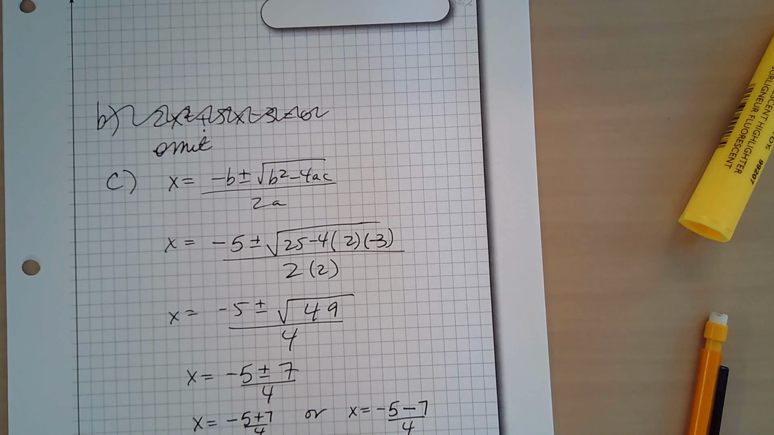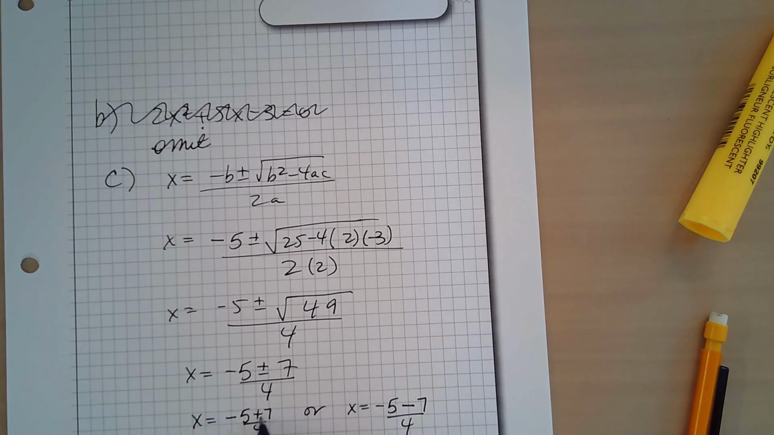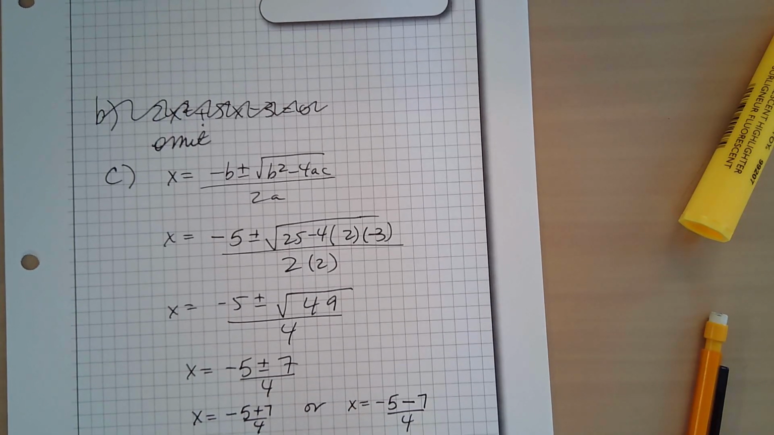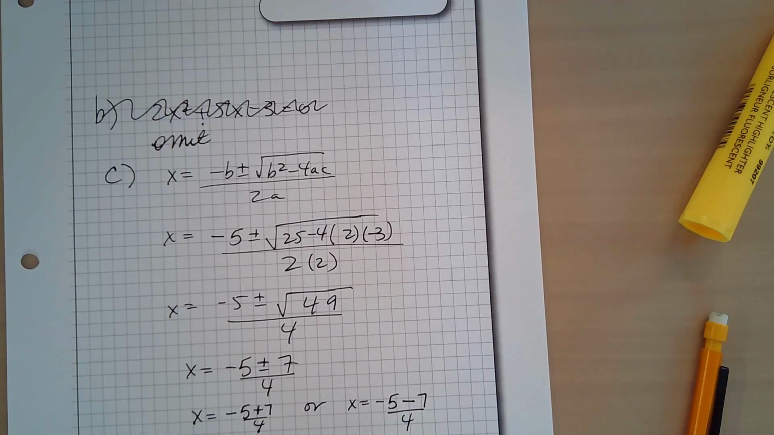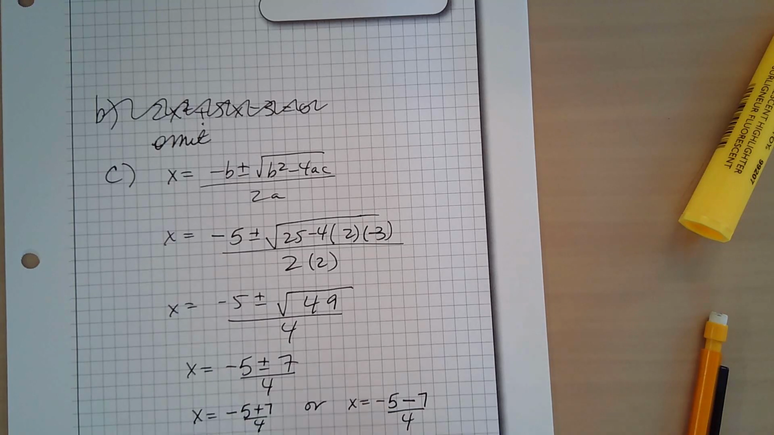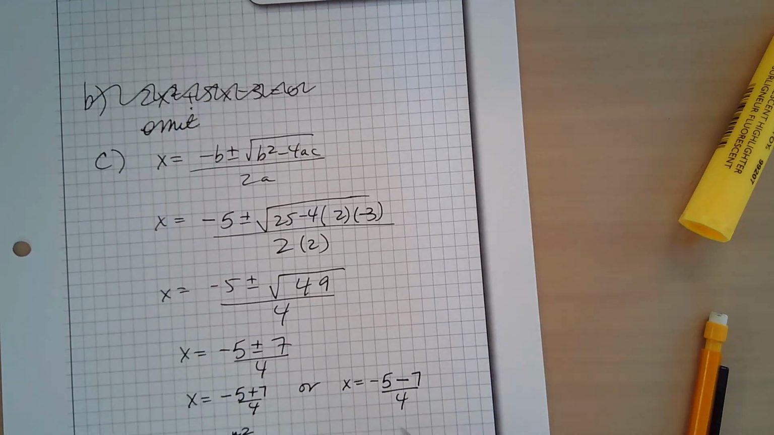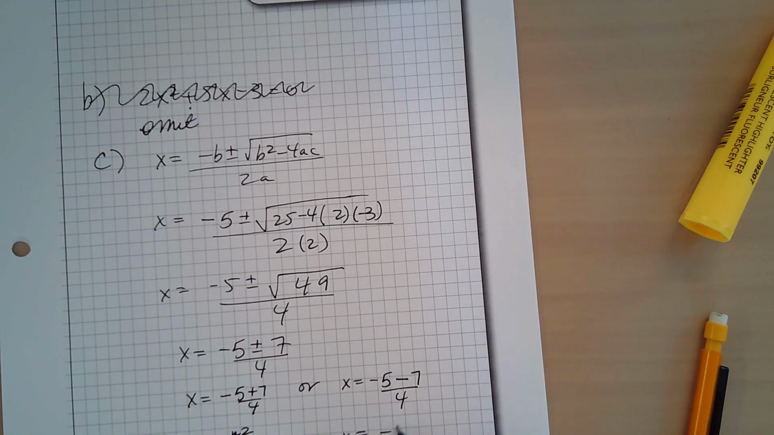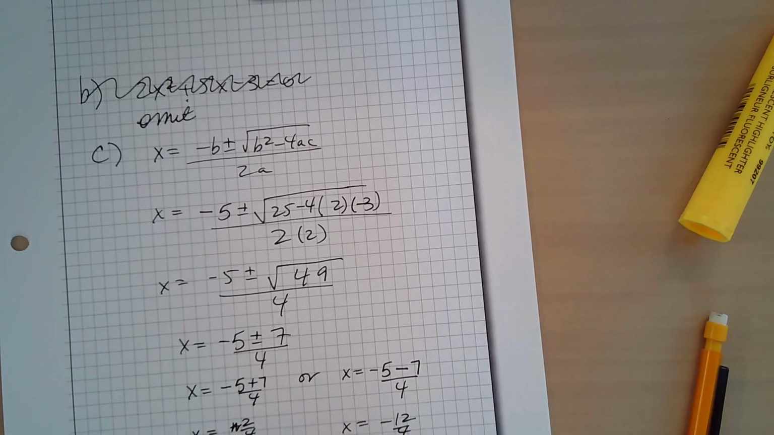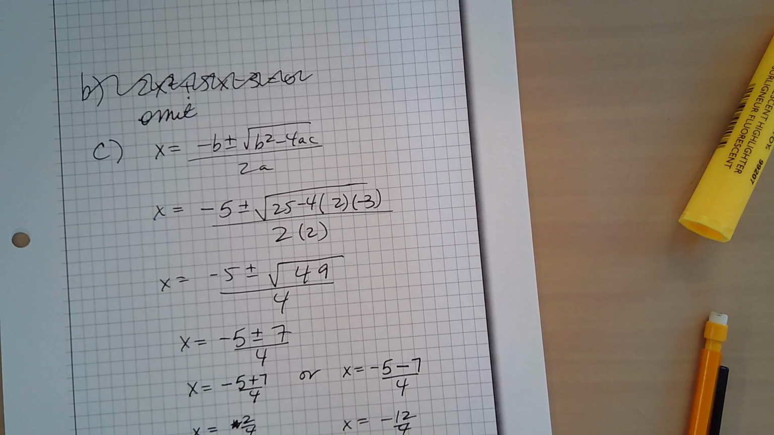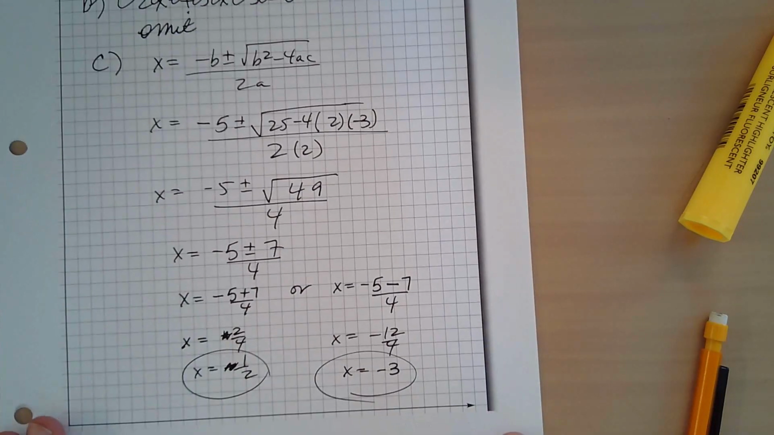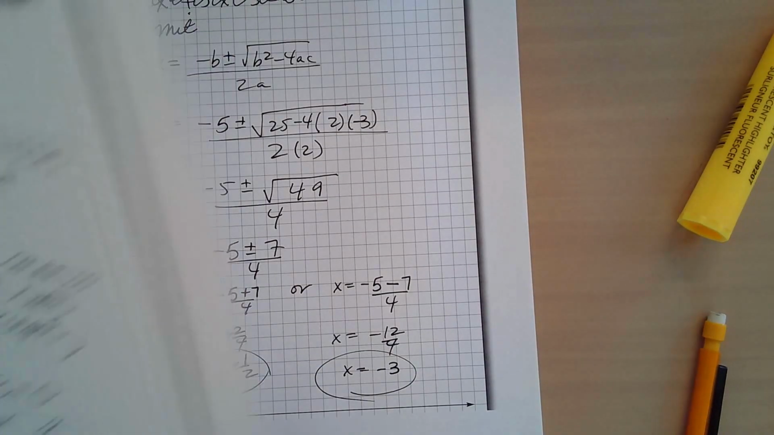So x equals negative 2 over 4, right? So it's negative a half. What did I get positive? Oh yeah, positive 2, thank you. Or x equals minus 12 over 4. Okay, so x equals a half, or x equals negative 3, which is what we got here, right?